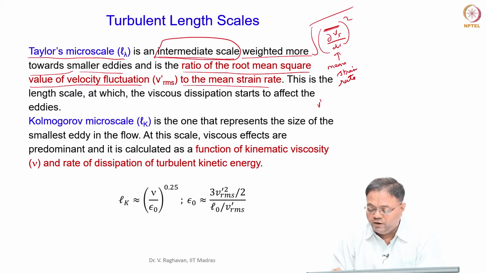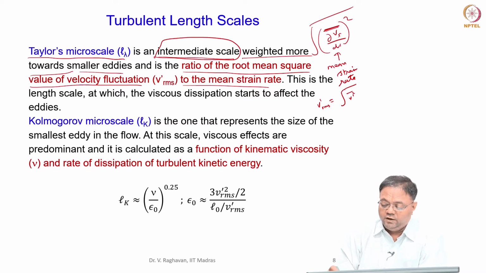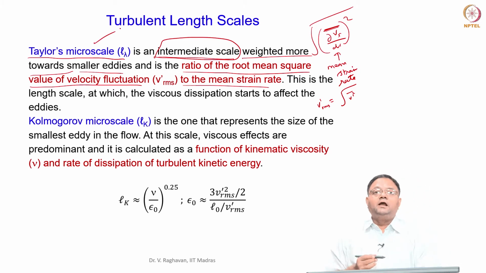Now v' RMS is nothing but the root of the mean of v' squared. If you take the ratio of this v' RMS to the mean strain rate, you get the Taylor's microscale.